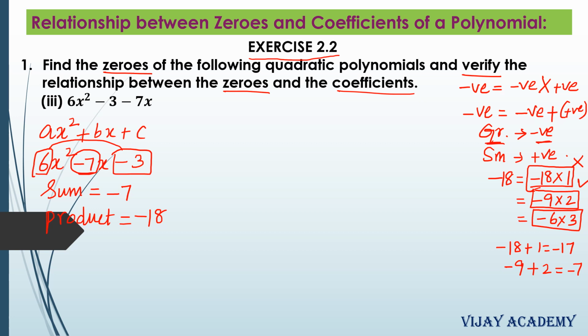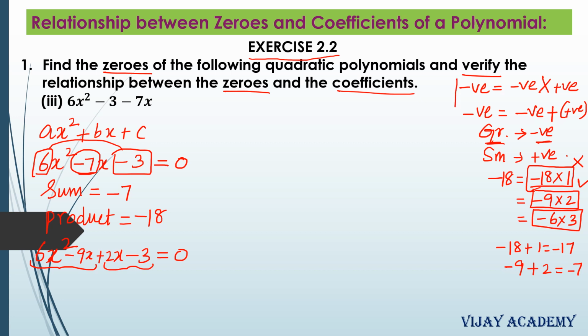Now we can split the middle term using minus 9x and plus 2x. So equate the given polynomial to 0 because we are finding the zeros of the polynomial. Write the first term 6x square and the last term minus 3 as it is, and split the middle term as minus 9x and plus 2x. And now group them. Take the first two terms as one group and the last two terms as another group. Now from the first group we have to find the common factor.